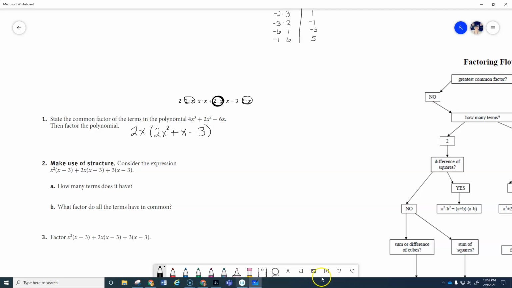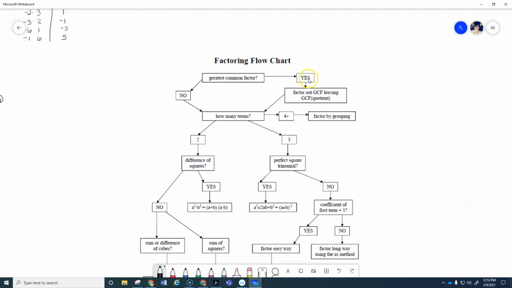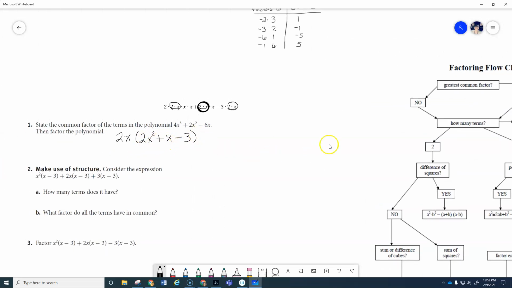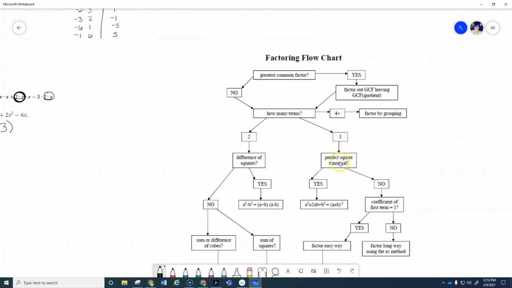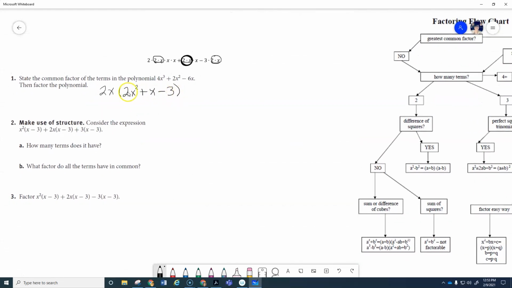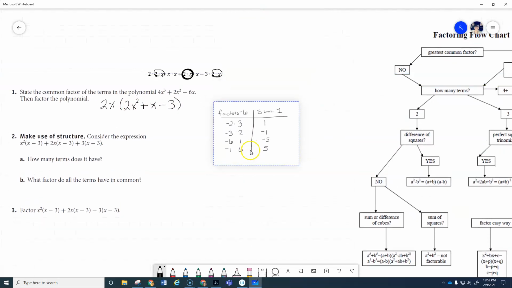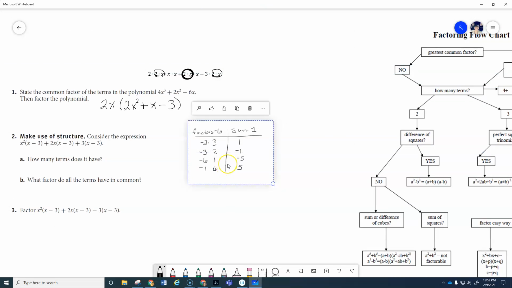Now if we're using the flow chart here, greatest common factor, does it have one? Yes. Factor out the GCF. Now that we factored out the GCF, how many terms are left? Well, 1, 2, 3. 3 terms are left. Is it a perfect square trinomial? No. Does the coefficient equal 1? No. So factor using the AC method. So here we are right here. For this factor, we're using the AC method. And remember, the AC method involves multiplying A times C together and then using this factor table.